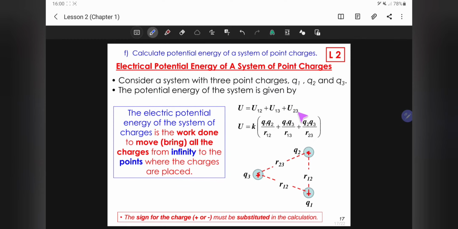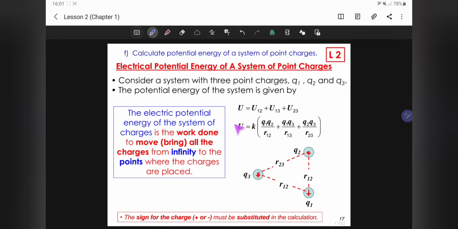So we just find the number of couples. 2,3 and 3,2 are still the same. 1,3 and 3,1 are still the same. 1,2 and 2,1 are also the same. So we are talking about the same couple. The number of couples here is just 3 only. So the total potential energy equals U12 plus U13 plus U23. U12 equals K Q1 Q2 over R12. U13 equals K Q1 Q3 over R13. And U23 equals K Q2 Q3 over R23. Then we just substitute all the values of Q, the separation between them, and K, and you may calculate the values of U.